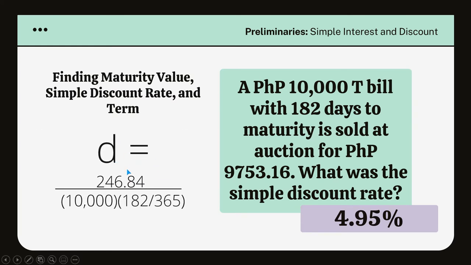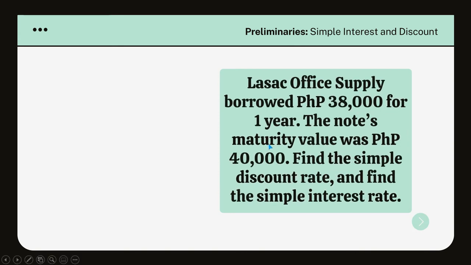Now, our small letter d will be equivalent to our capital D all over our M, maturity value, and our time. Hence, we will get 4.95%. Next. So, Lasak Office Supply borrowed a total of 38,000 pesos for a year. Now, this note's maturity value was 40,000 pesos. Now, find the simple discount rate and find the simple interest rate. Okay.